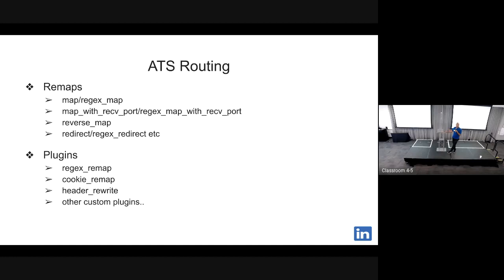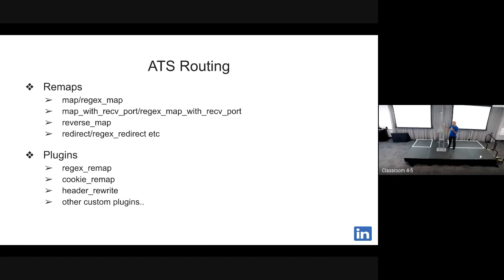There's regex remap that can do path-based regexes and query param-based regexes. Cookie remap can do cookie-based routing. Header rewrite can do some form of routing: you can set redirects in it, you can short circuit things, you can change destination with that. And then other custom plugins that you may write in your own deployments. We have a bunch of such plugins as well. So that's where the problem appeared for us, and that's where we think we should build something.